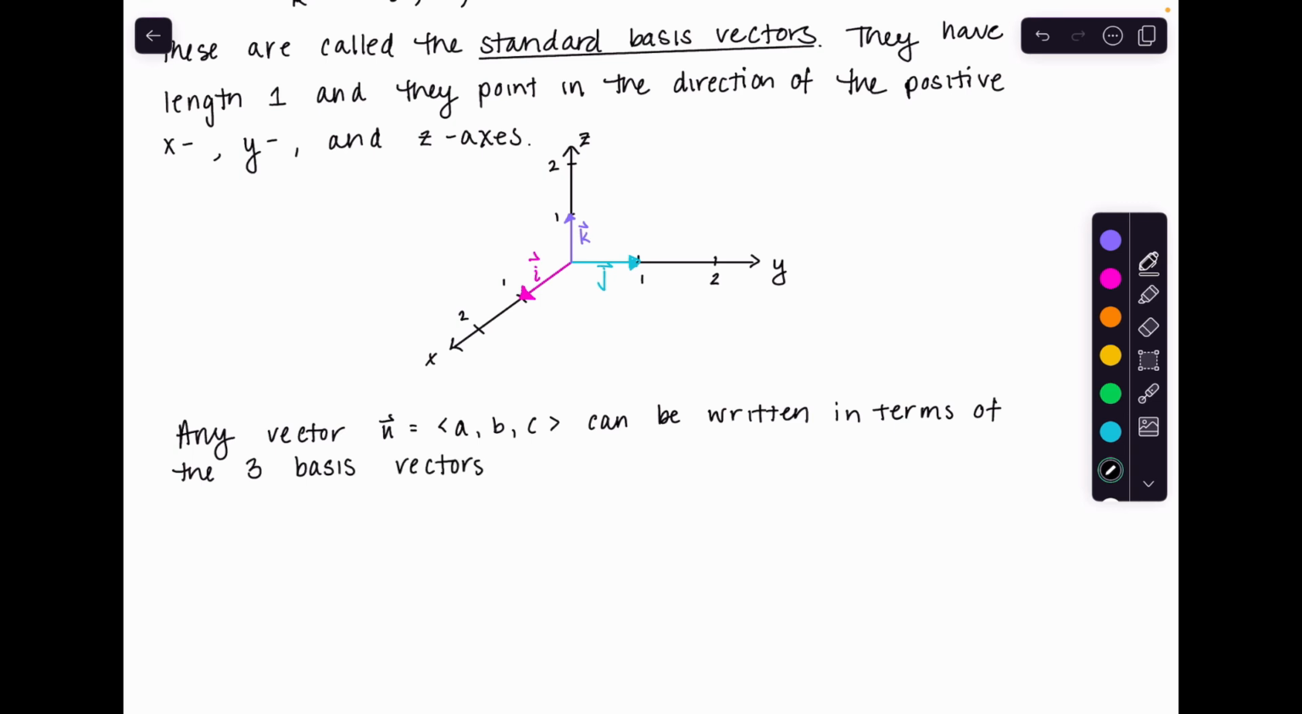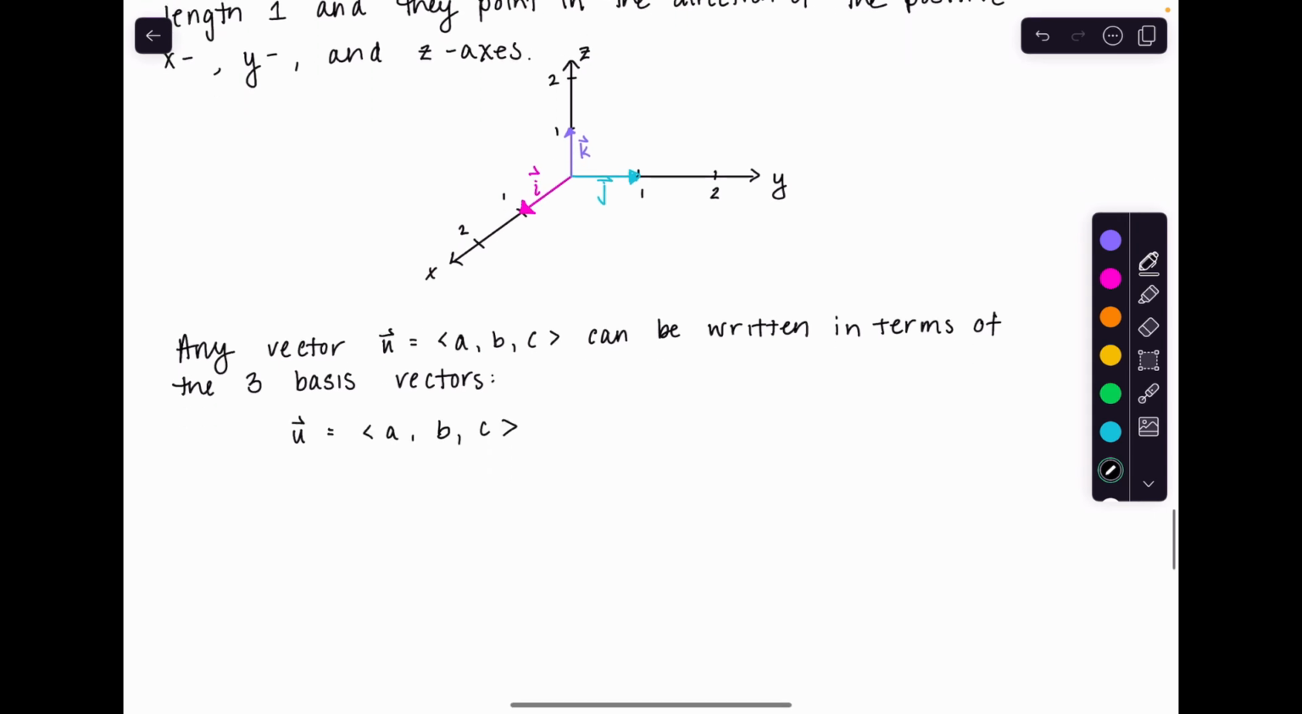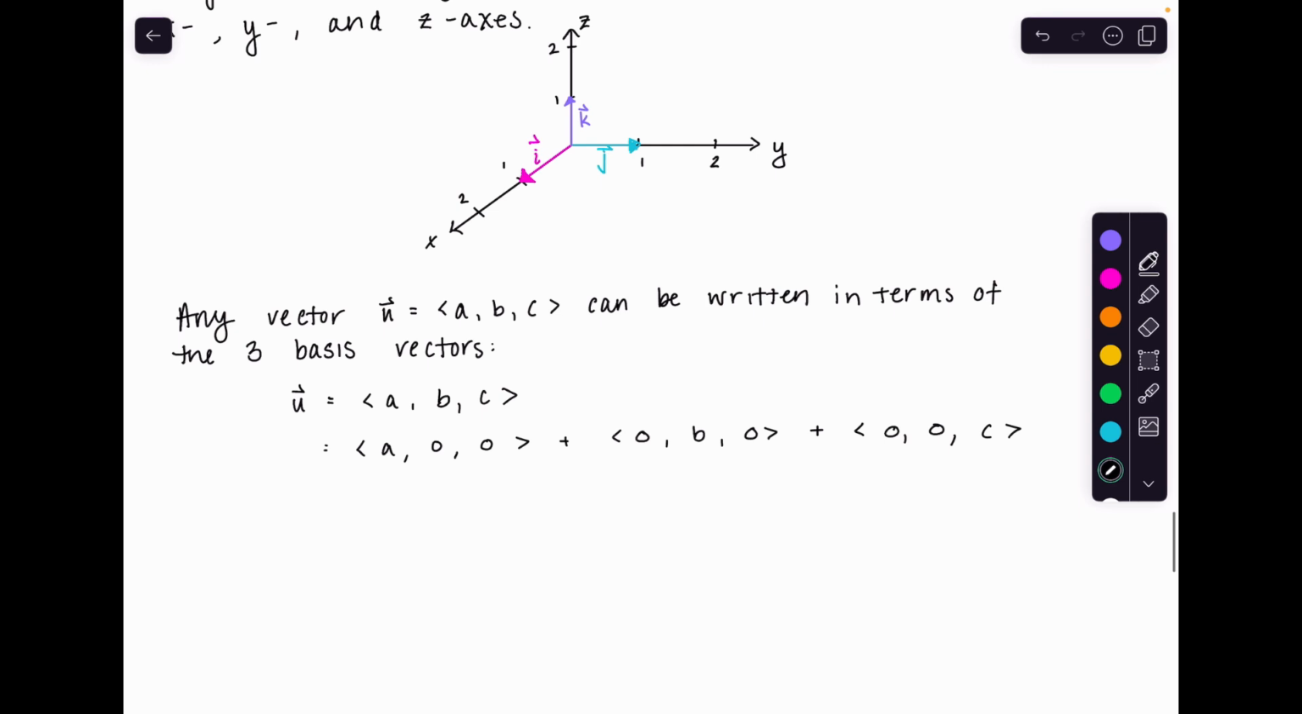And to show you, we're really just going to split everything out. If our vector U has the components A, B, and C, using our vector addition, you can write this as A, 0, 0, plus 0, B, 0, plus 0, 0, C. So you can always break it down into just that single component in each.